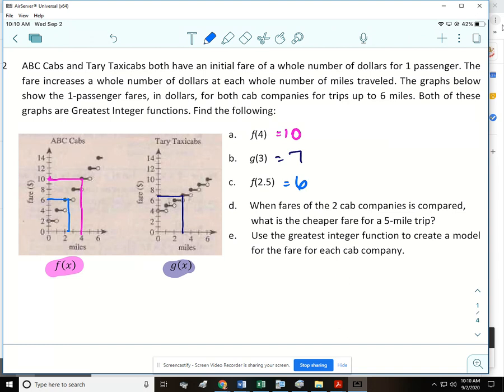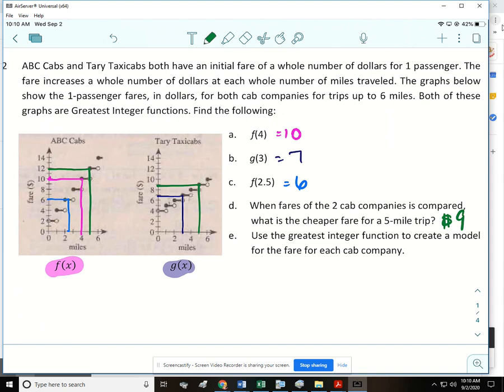All right, and then for D, when the fares of the cab companies are compared, what is the cheaper fare for a 5-mile trip? Okay, so 5 miles for ABC, go all the way to that one. That's going to be 12. 5 miles for Terry, we go to this one. That's going to be 9. So $9 is the cheaper fare. And that's the actual one that was on the ACT.